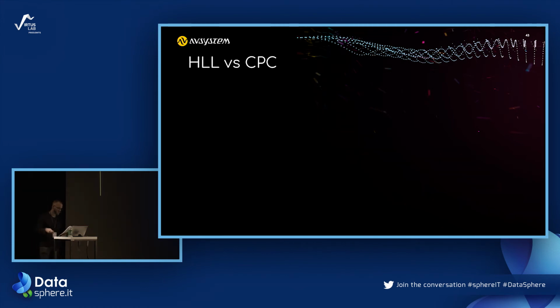I've mentioned that if we need only unions of sets, the best choice would be HLL or CPC. So first, a little comparison of these 2 sketches.